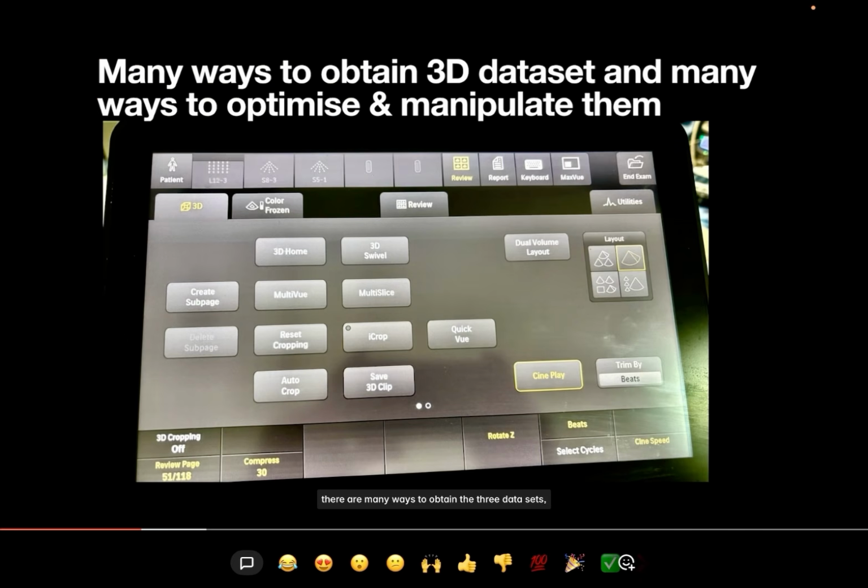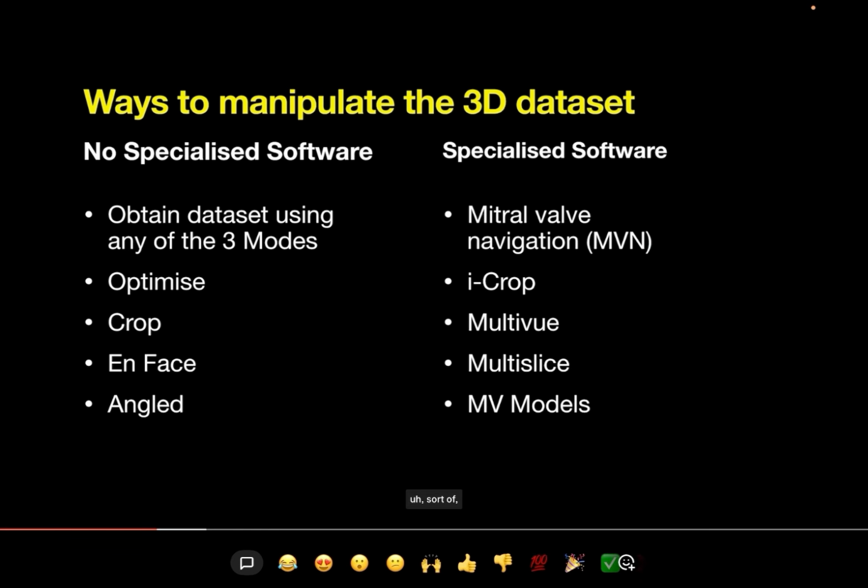So there are many ways to obtain the 3D data set and many ways to optimize and manipulate it. This is the 3D home of the Philips Affiniti 70 machine, and you can see there are several buttons, of which I think the mitral valve navigation, multi-view, multi-slice, and eye crop are the most relevant. I'll come to that as the talk progresses. So what are the ways to manipulate the 3D data set that you obtain by live 3D or zoom or full volume? There are many ways of manipulating it.